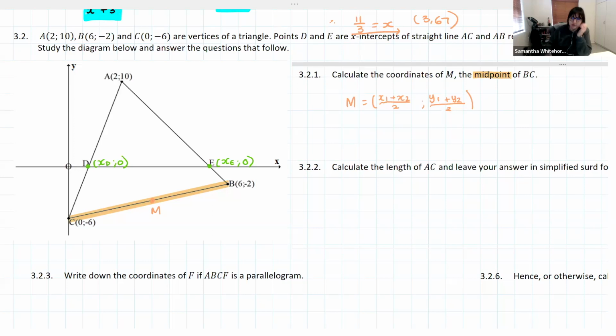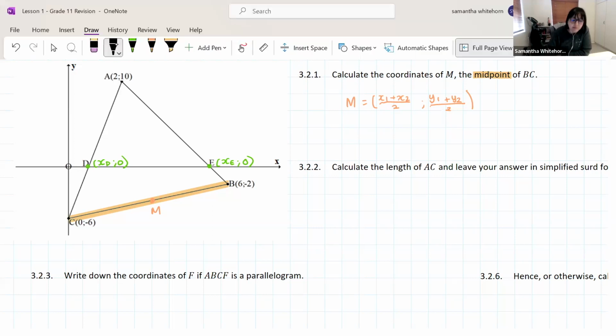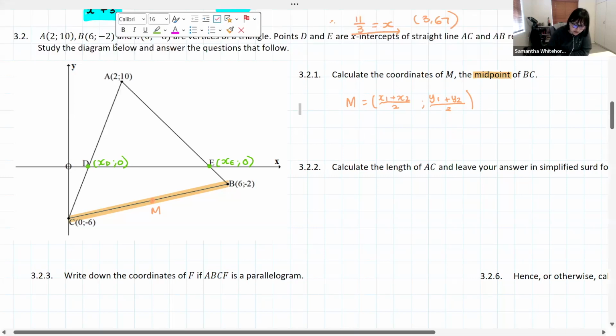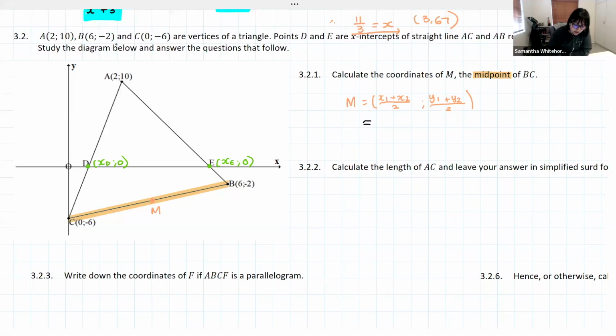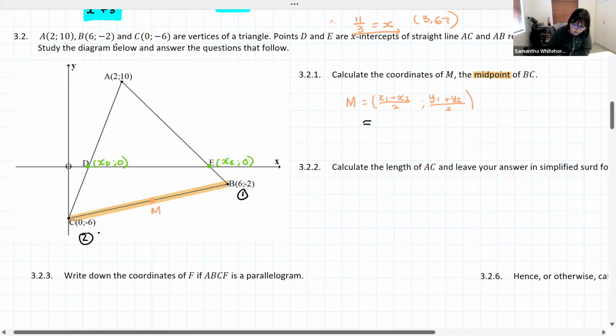Okay, so oftentimes what you'll see is that the first question is not designed to be hard. It's designed to be straightforward. We're not trying to trick you in any shape, sense, or form, as much as I know sometimes you think we are. So if I make this coordinate 1, this coordinate 2, x1, 6 plus 0 over 2, y1, negative 2 plus minus 6 over 2.